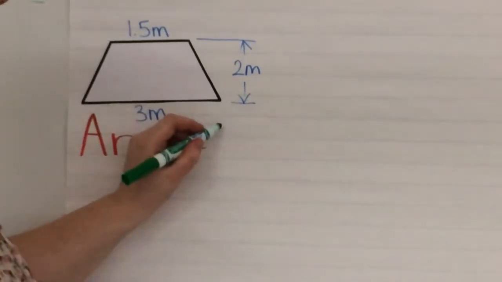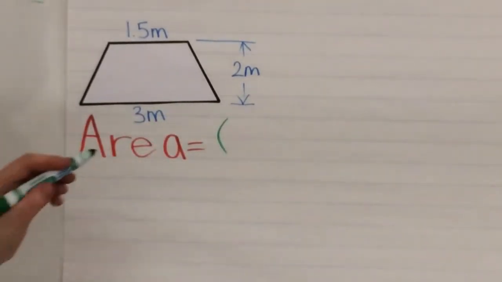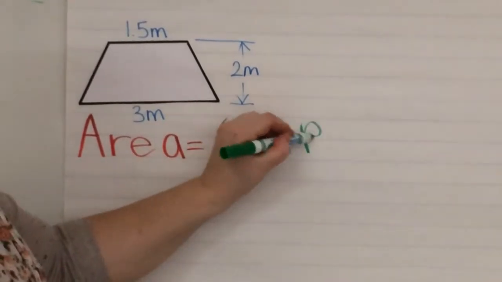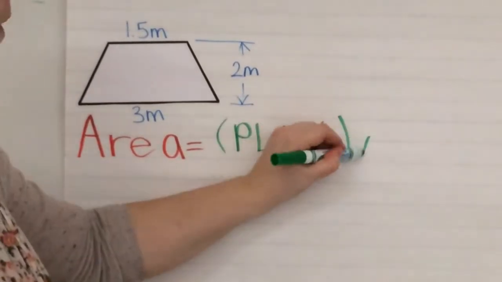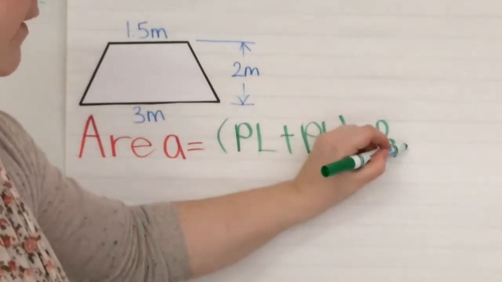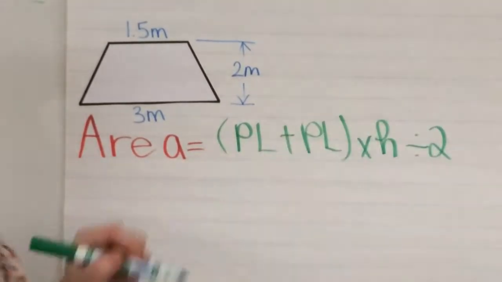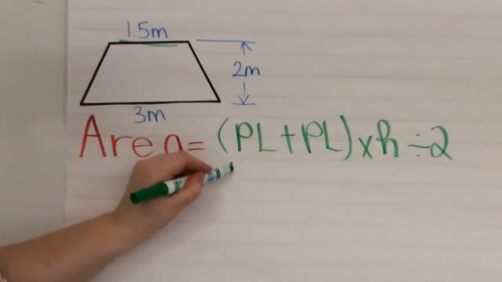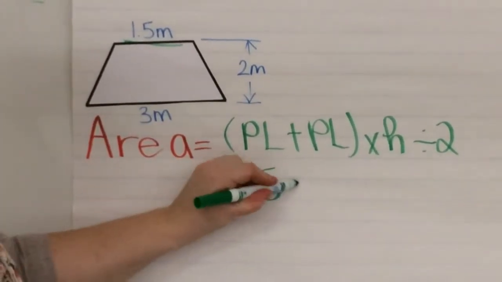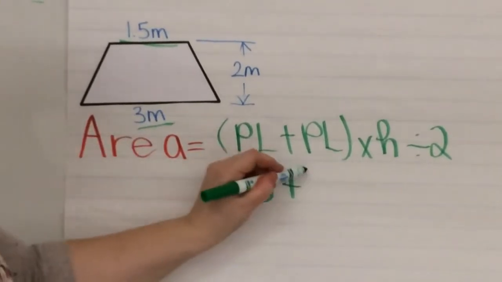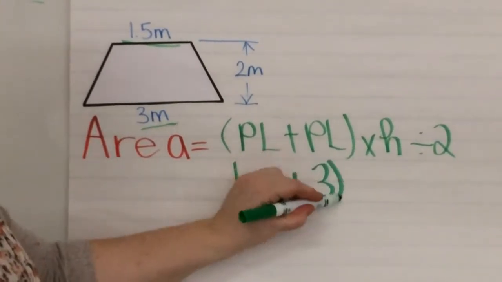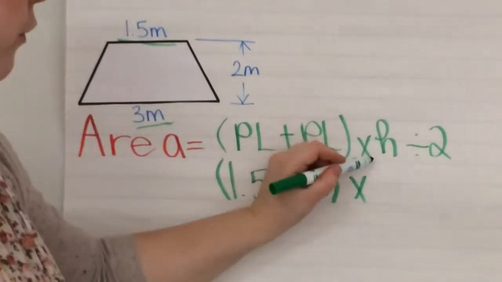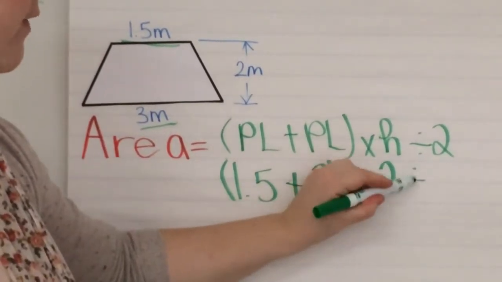So I'm going to put in my formula first, as always, just to keep myself organized, and that is going to be parallel length plus parallel length multiplied by the height of the shape, and then divide that all by 2. So I have 2 parallel lengths. My first parallel length is 1.5, and I'm going to add that with my second parallel length, which is 3. Include my brackets there. I'm going to multiply it by its height, which is 2 meters, and then I'm going to divide that all by 2.